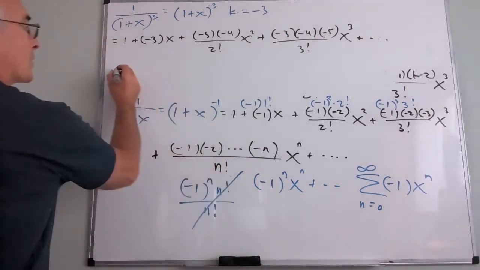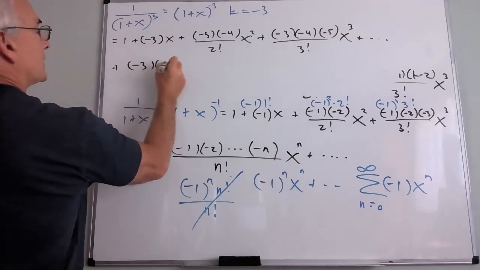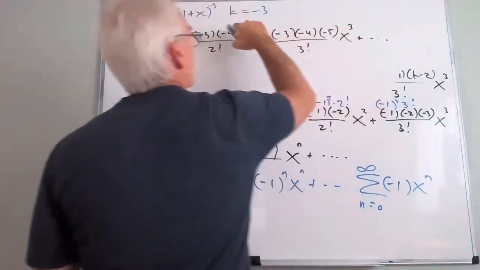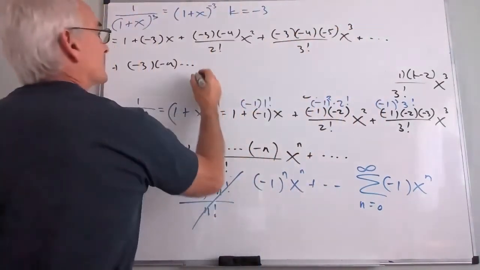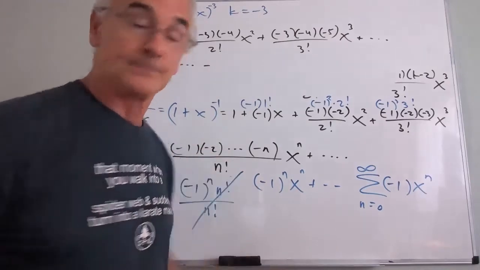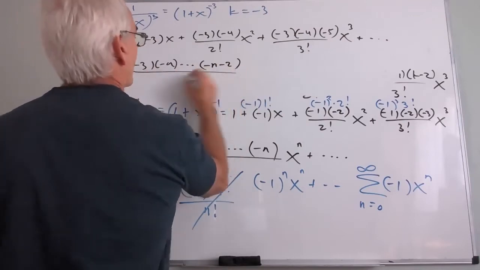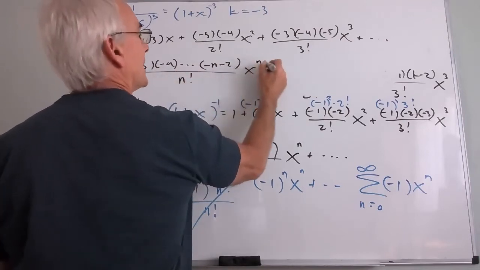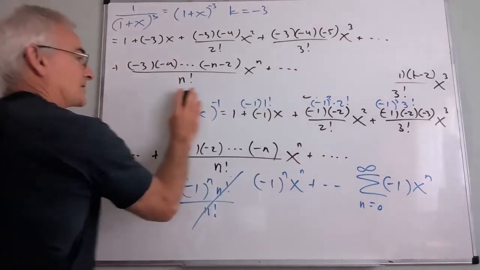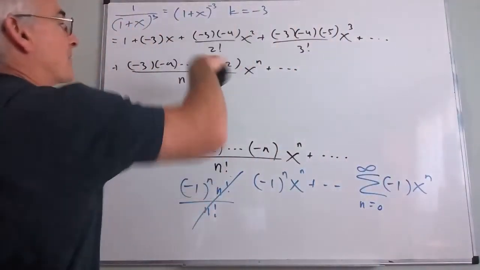Eventually, what's my nth term going to look like? Plus, all right, -3, -4, dot, dot, dot. It looks like this is going to be 2 more, isn't it? So it's going to be the negative of n plus 2. So -n minus 2, if you will, over n factorial x to the n, dot, dot, dot. All right, I have correctly expanded this. That's not going to give me the answer, but my answer is going to come from this.